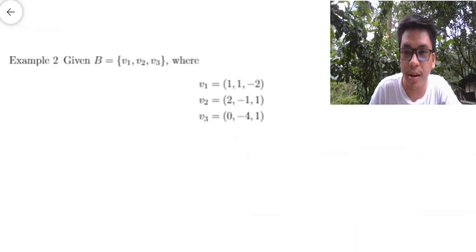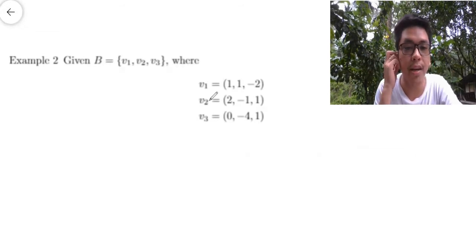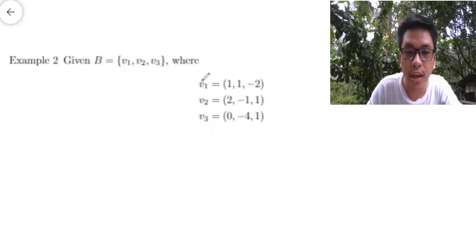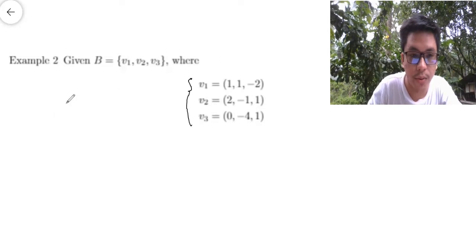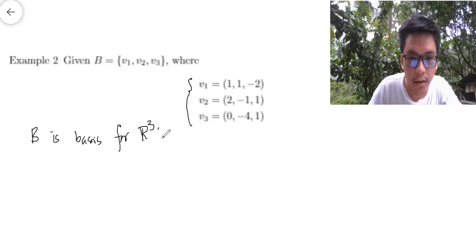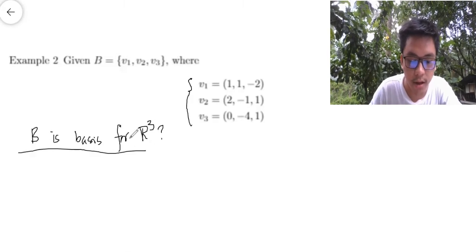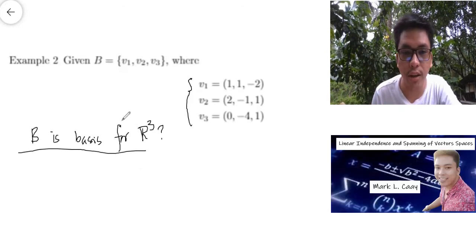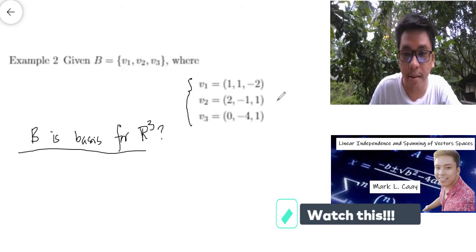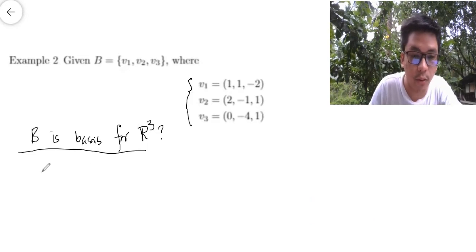Here, let's consider another example, number 2. Given that B is the set containing vectors B1, B2, and B3, where these vectors are these, we're going to check if B is really a basis for the vector space R3. Observe that we have shown in the previous video that this is already a set that is linearly independent over R.